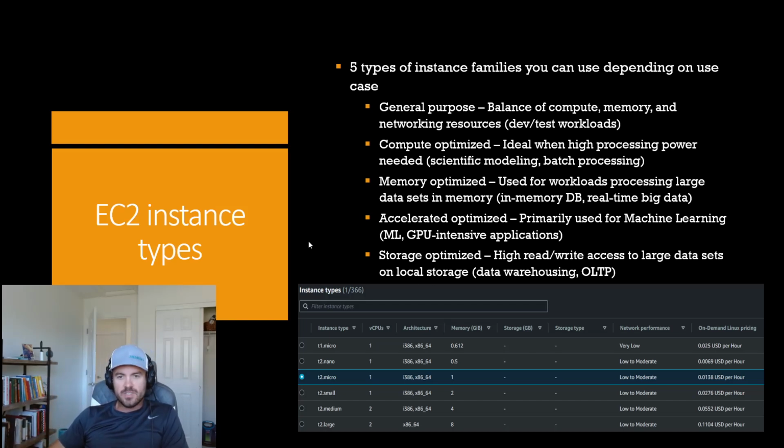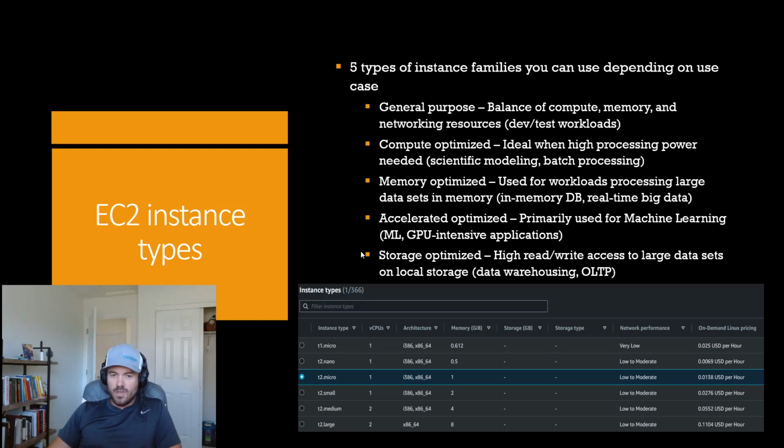And then finally, you have storage optimized instances that give you high read and write access to large data sets that are on your local storage. Okay? This could perhaps be used for data warehousing or online transactional processing, OLTP. But again, most of the time you can just get away with the general purpose, but long term, you're going to want to get something more specific that's going to bring more value to your business.